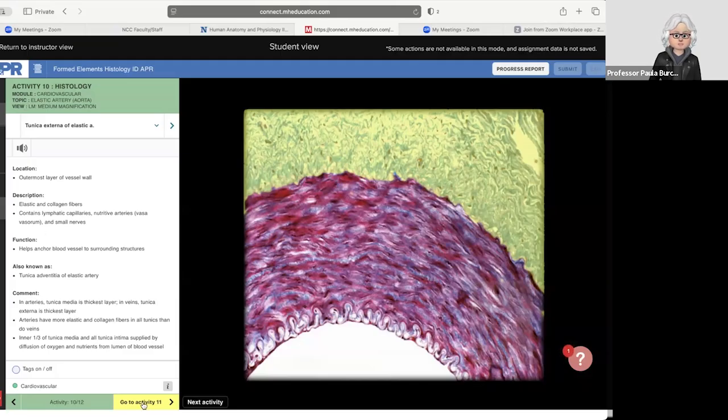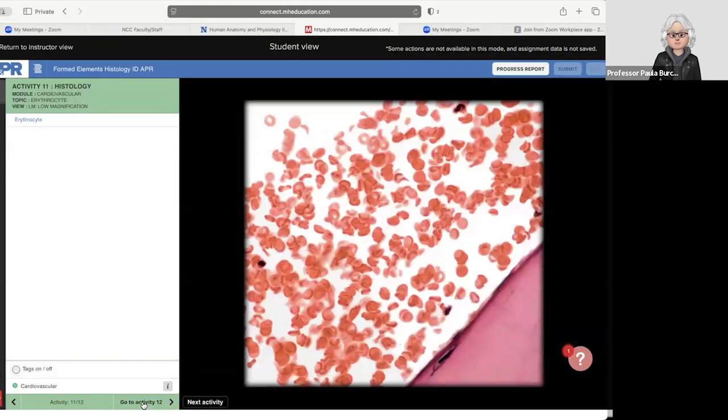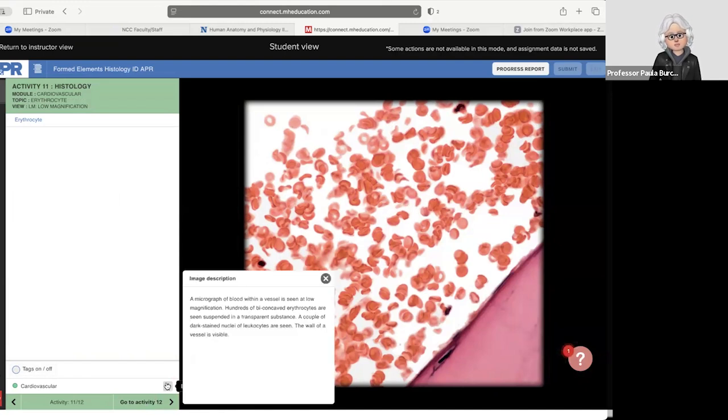And I believe we still have a few more slides. Oh, I think this is kind of cool. Let's say we don't know what it is. I'm going to go down here and click on the image description. It's going to tell me you're going to have blood inside a blood vessel. So what do you think these are? These are all erythrocytes. Now see this? Do you see how it has a dark staining nucleus? That's going to be a leukocyte.